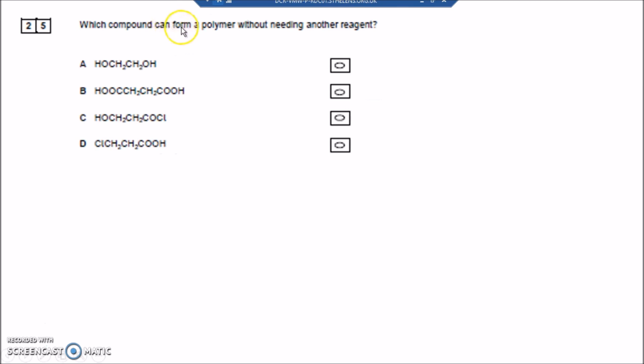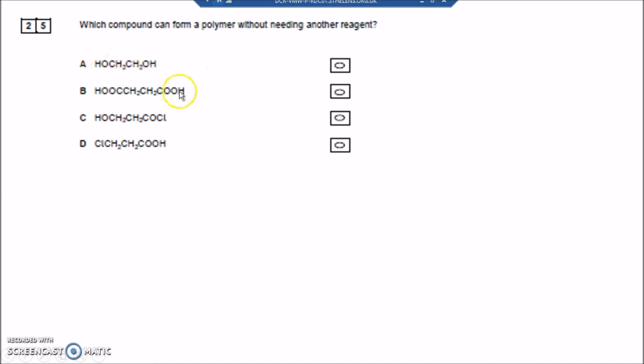25. Which compound can form a polymer without needing another reagent? So what I'm looking at is two different groups on either end. If I've got two groups the same, then they'll never bond and have a condensation reaction.